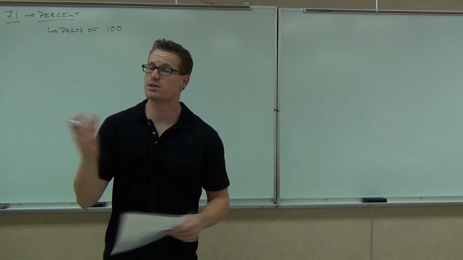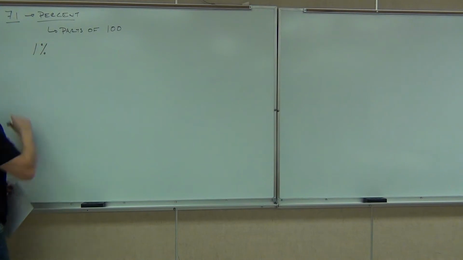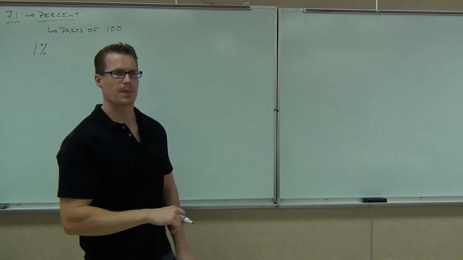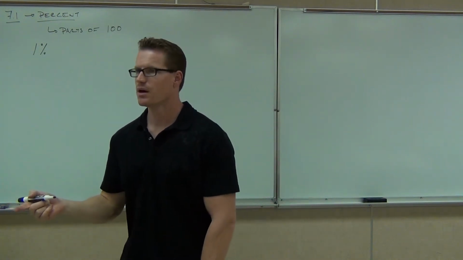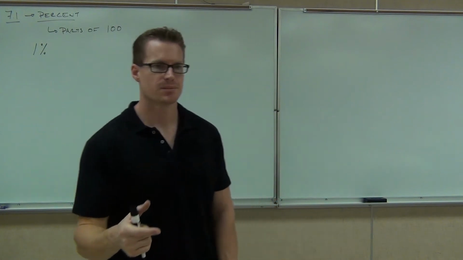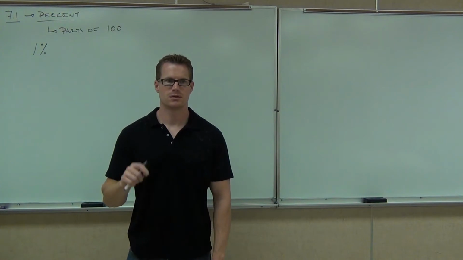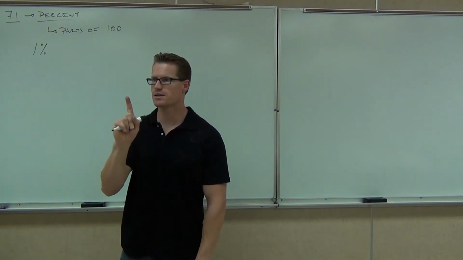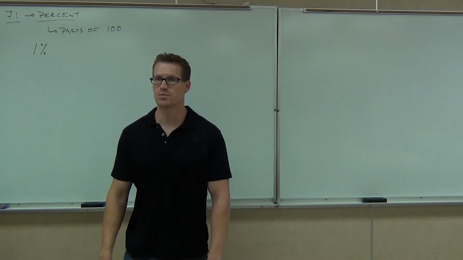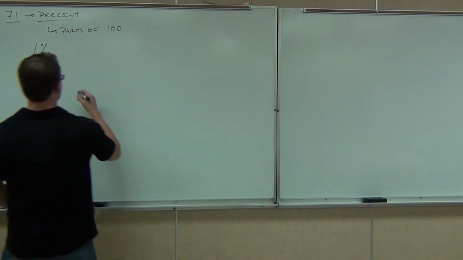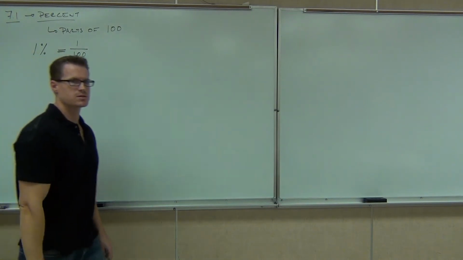So here's what this looks like for us. If you have 1%, what that literally means is you have one part out of a possible 100. For instance, if you hear 1% on a dollar, how much is 1% of a dollar? 1 cent. 1 cent is 1%. Why do you think we get the word cent? One part out of a dollar, 1%. 1 cent, that's a penny. So 1 cent is actually 1 out of 100. That's what that percent means.